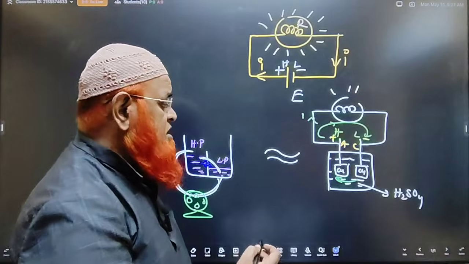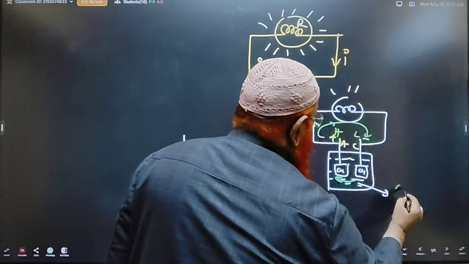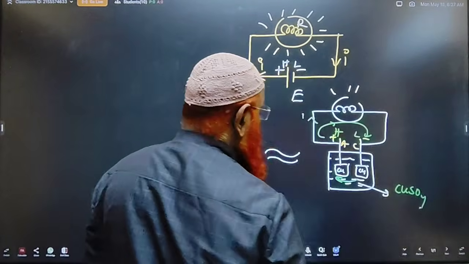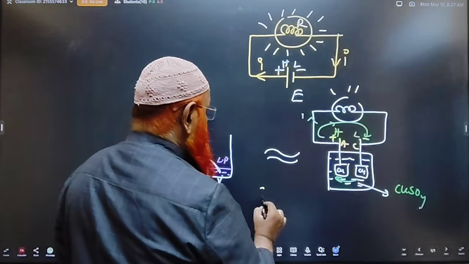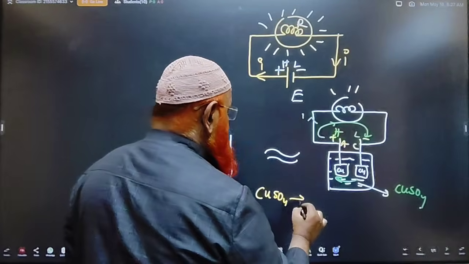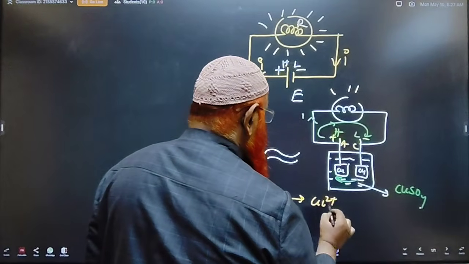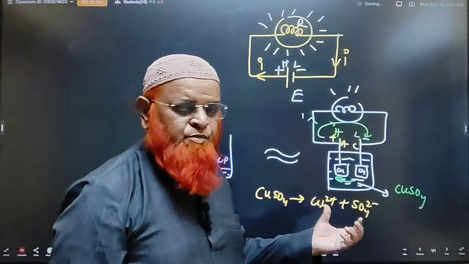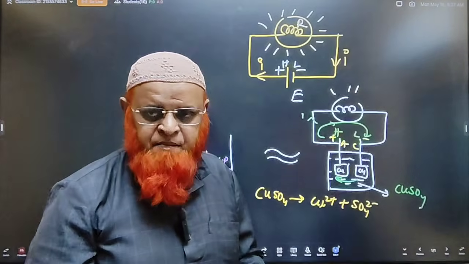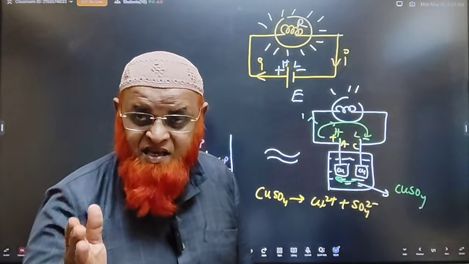Okay, so electrolysis process means what? For example, I am taking CuSO4. Okay, so what is this? CuSO4 is an electrolyte there. So CuSO4 gives rise to Cu2+ and SO4 2-. Okay, a complex compound divides into simpler ions, and this process is called the electrolysis process.